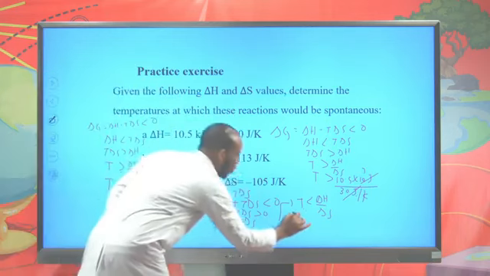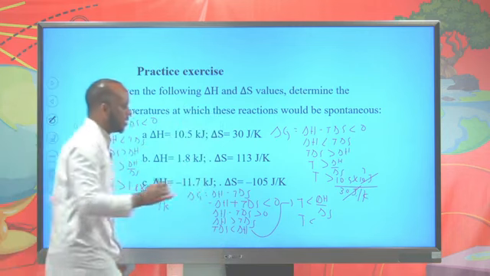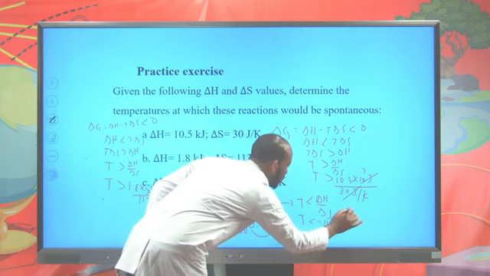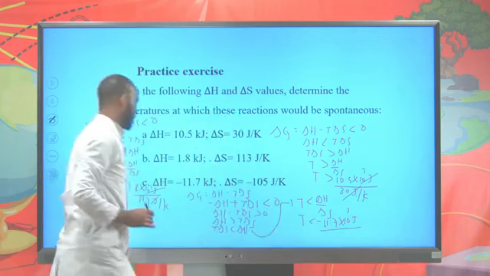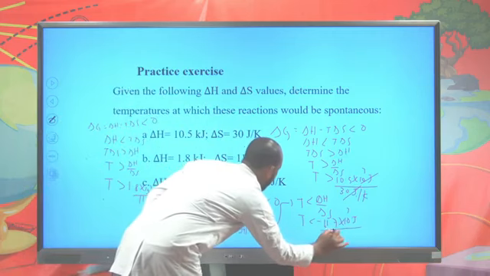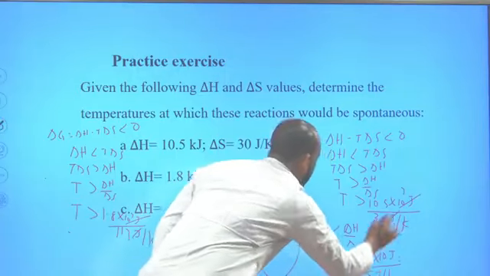For temperature less than delta H, which is minus 11.7 kilojoule, that is 10 to the power of 3 joule, divided by delta S, which is minus 105 joule per Kelvin, this reaction would be spontaneous.